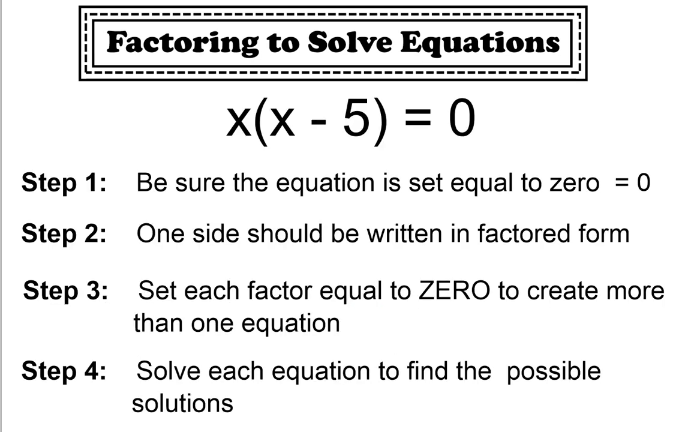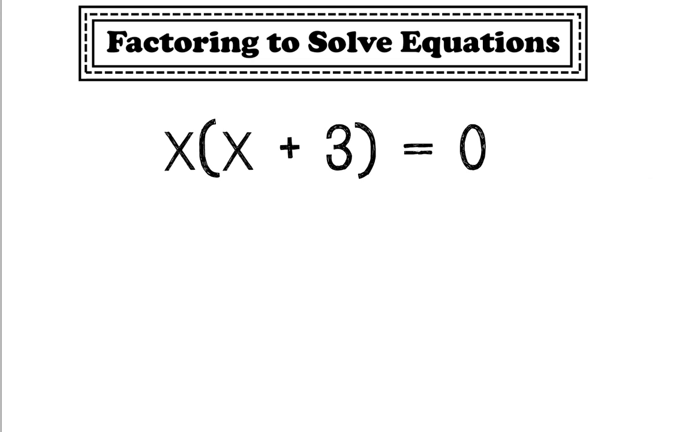So the first thing you need to do is be sure that there's an equal 0 at the end. Second, one of your sides should be written in factored form. Third, you're going to split the problem into 2 parts. x is equal to 0 is one sentence, and x minus 5 is equal to 0 will be your second sentence. And then you're going to solve both equations. So let's just get started.